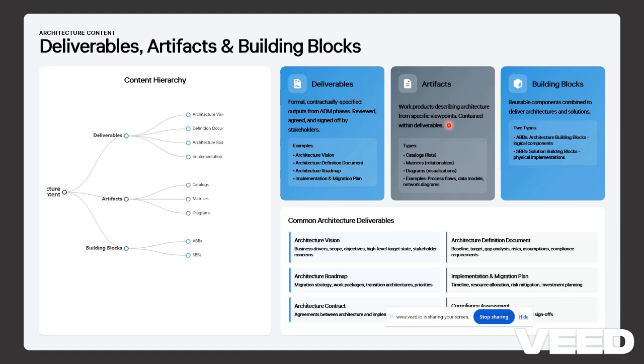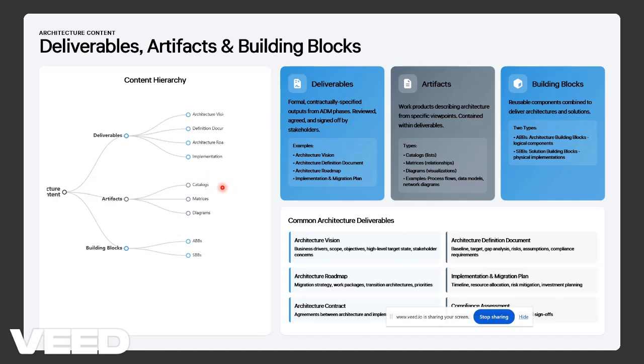Artifacts are work products that describe how you are going to do catalogs, matrices, diagrams and process flows. You should define the artifacts. Building blocks come in types, ABB and SBB, which are reusable components. How your deliverable components work here. You should look at it from the catalog point of view.